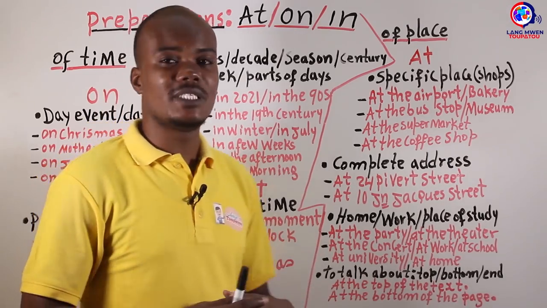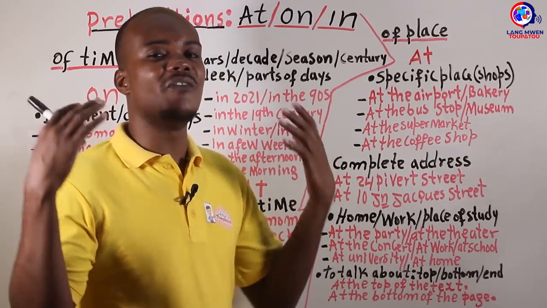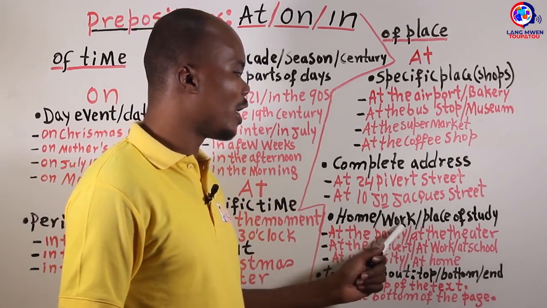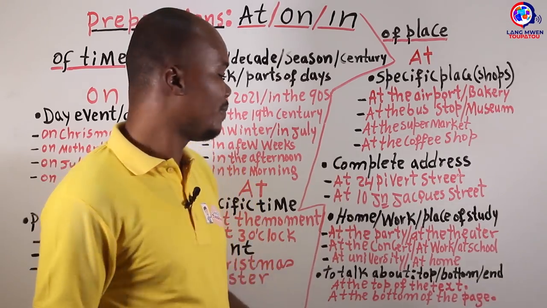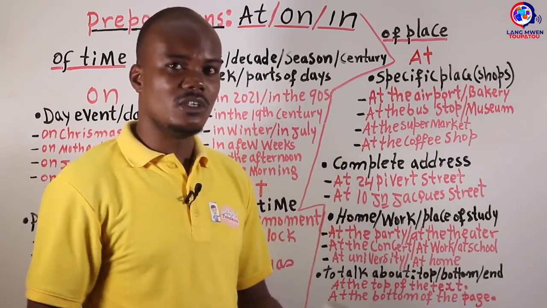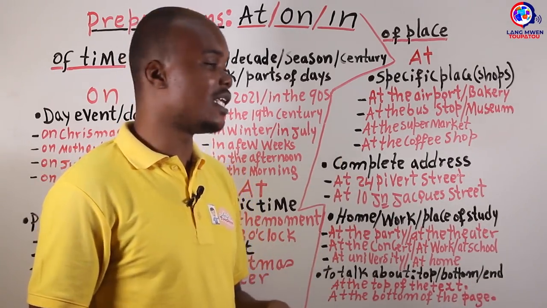And you use preposition at when talking about a group of activities like work, place of study, home. When talking about activities, you can use preposition at.